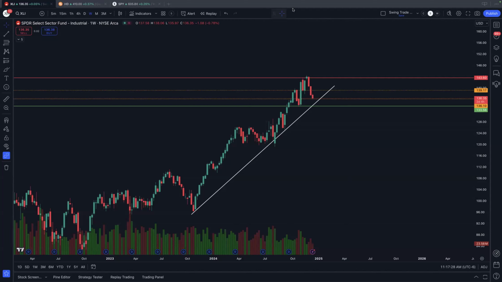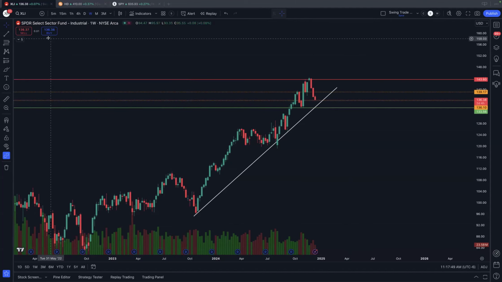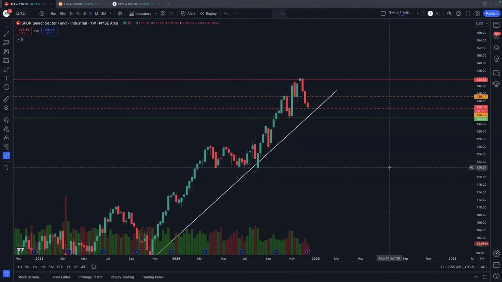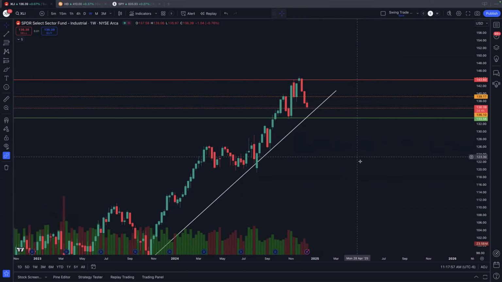I want to do a crash course on indicators for you guys. The ones we're going to go through today will be the moving averages, MACD, RSI, Keltner Channel, Bollinger Bands, VWAP, pivot points, volume, because that is an indicator, and a whole lot more, right? First things first, what we're looking at is XLI, which is the S&P's version of the industrial sector. I absolutely love it.